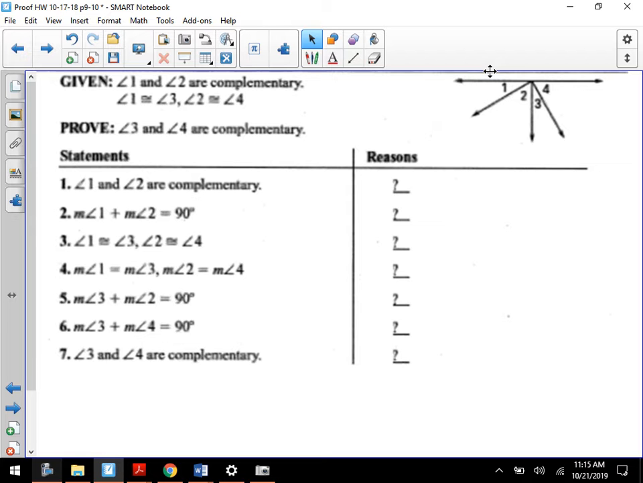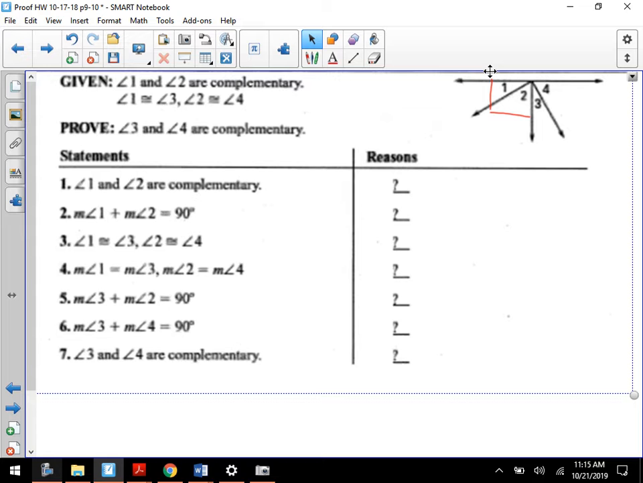So looking at this one here, it tells you that angles 1 and 2 are complementary. If something's complementary, what kind of an angle is created? A 90-degree angle. Okay. So I know that just from that statement, I can go to my diagram and I know that these two have to make that little right angle. So I put that little box there, just so I know that's what's going to happen.